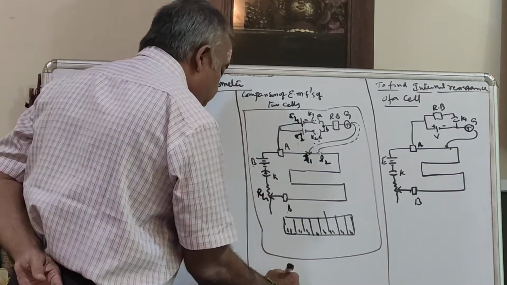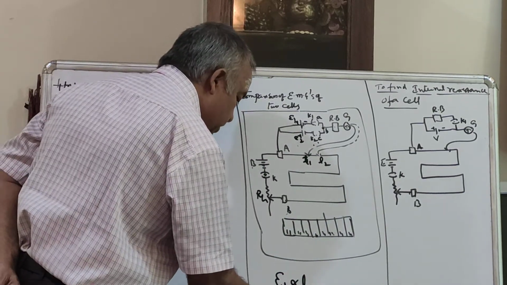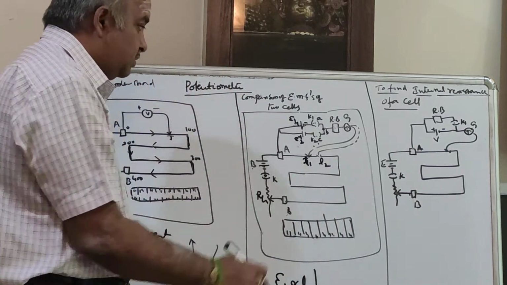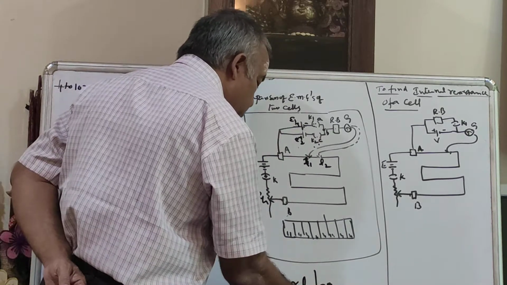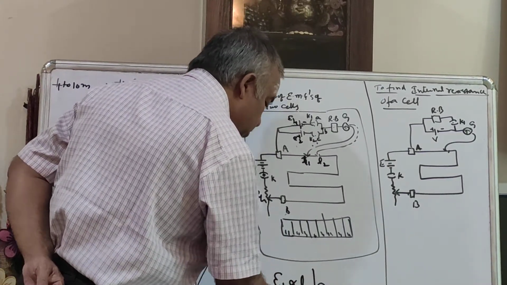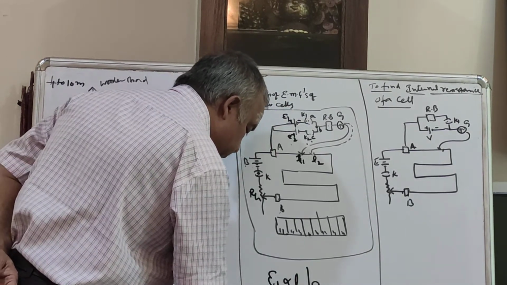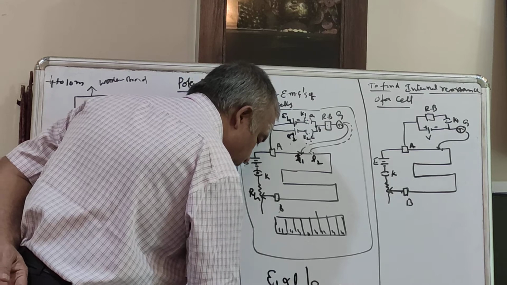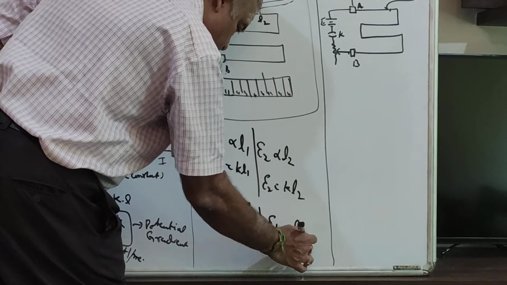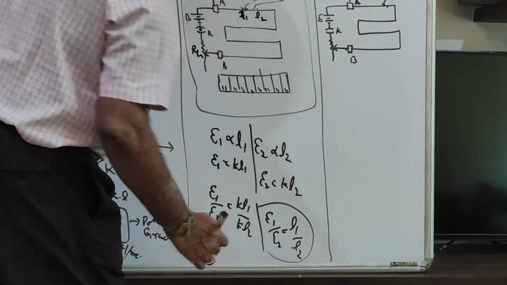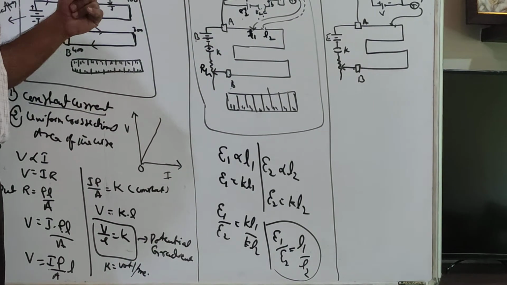So E1 is proportional to L1, the balancing length, or E1 is equal to KL1. Next case, when K1 is open and K2 is closed, E2 is proportional to L2, or E2 is equal to KL2. Comparison: E1 by E2 is equal to KL1 by KL2, so E1 by E2 is equal to L1 by L2. Like this, we can compare the EMF of two cells using the balancing lengths on the potentiometer.